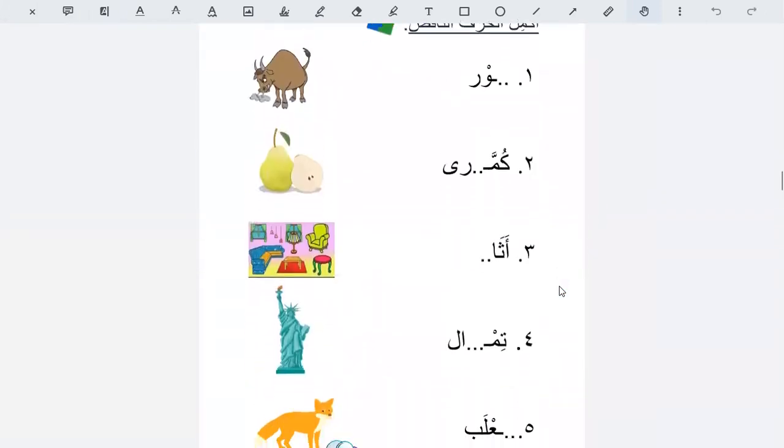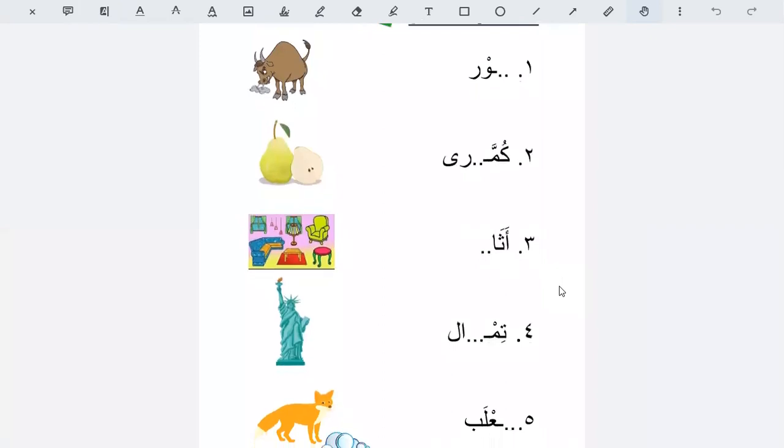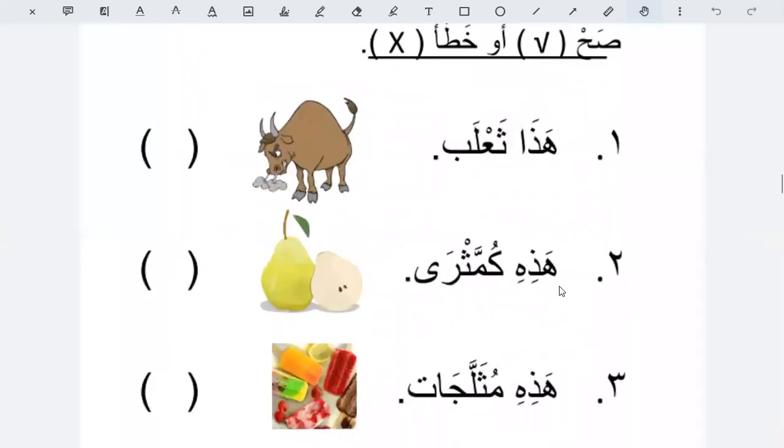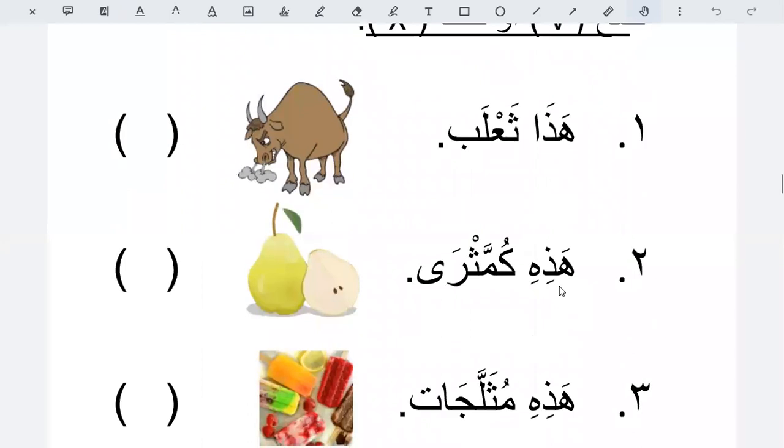Okay, now he's asking us to complete the missing letter. Anyone can do. Thawb. Yeah. Okay. And next also. Asas. Thal. Next. Thalaj. Good. Then sahih or khata. Correct or wrong.